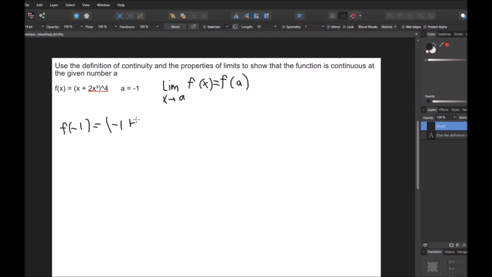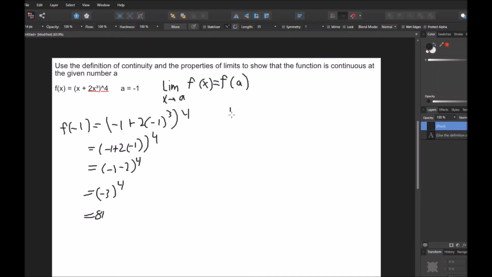So it's going to be negative 1 plus 2 times negative 1 cubed, and all that's going to be raised to the 4th. So that gives me negative 1 plus 2, and negative 1 cubed is still negative 1, so it's just negative 1, and it's all still raised to the 4th. So that's negative 1 minus 2 raised to the 4th, which is negative 3 raised to the 4th, which is 81.